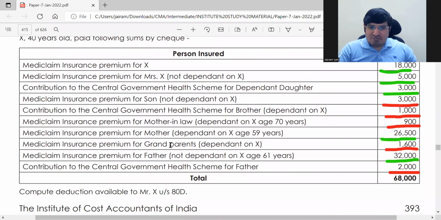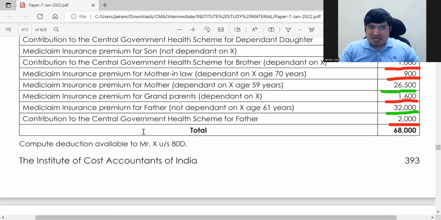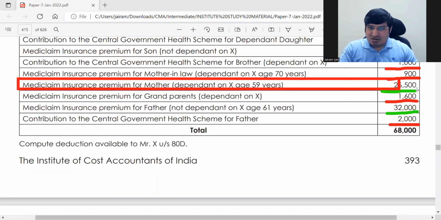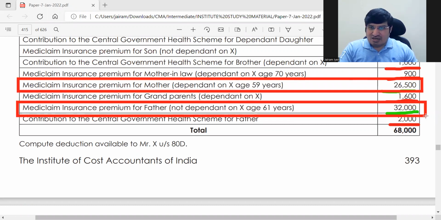Now second we will go for parents. What is remaining? See the green lines, 26,500 and 32,000. For mother it is 26,500, but father is a senior citizen. You have to understand this: this case is your mother, and this is your father. These two lines.